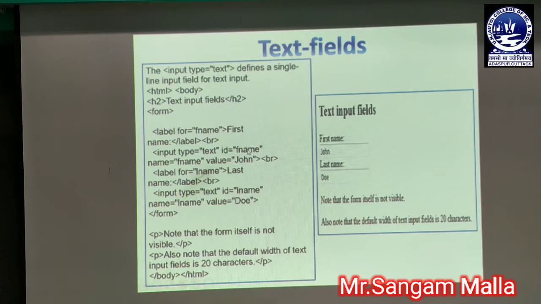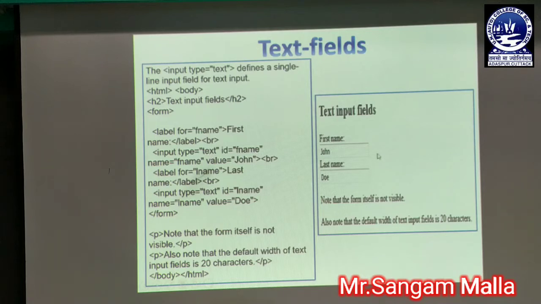And we have some other attributes, that is ID, that is fname, name equal to fname, value equal to John. Value means whenever the page is loaded, it will be loaded with a default name, and the default name is given by the attribute value. Whatever word we give in the value attribute will be reflected as the default name in the text field. Similarly ID and name are given for the programming part. Here you can see there is a text box because we have written input type equal to text.